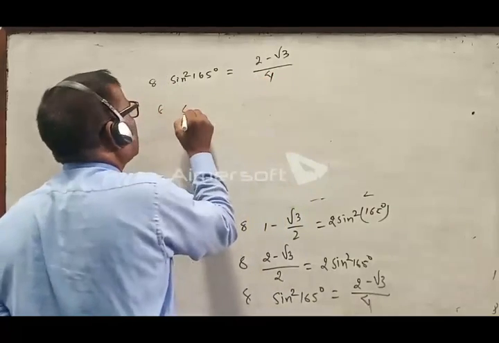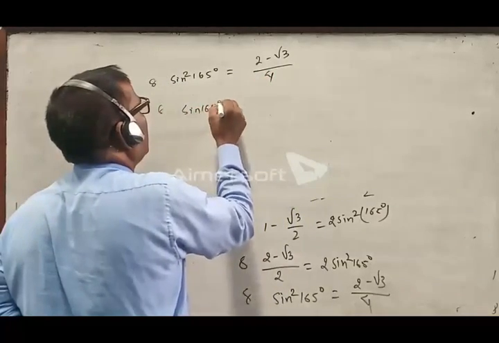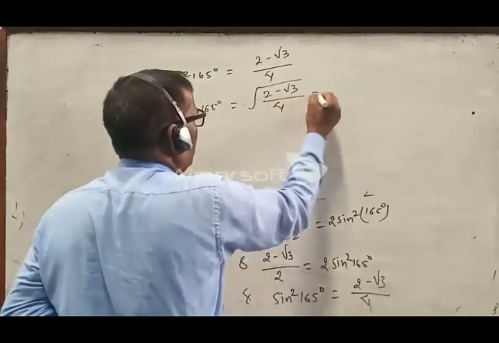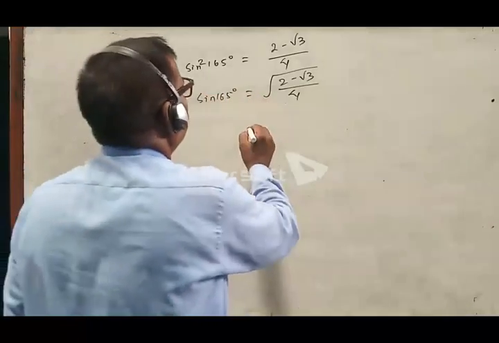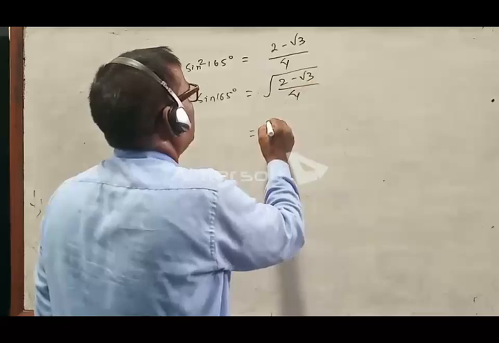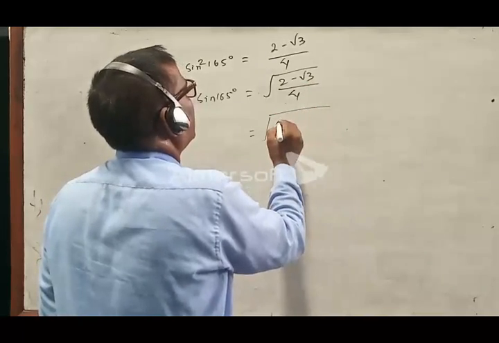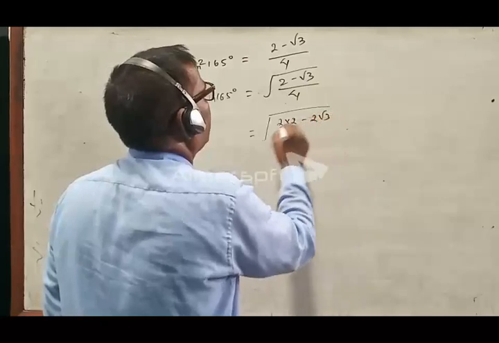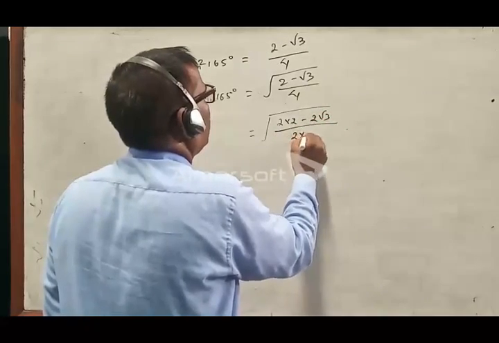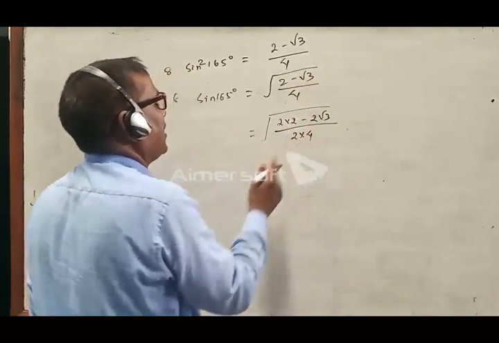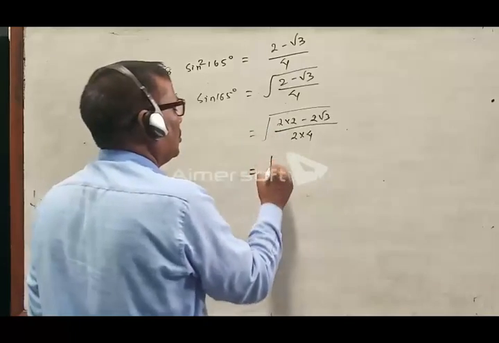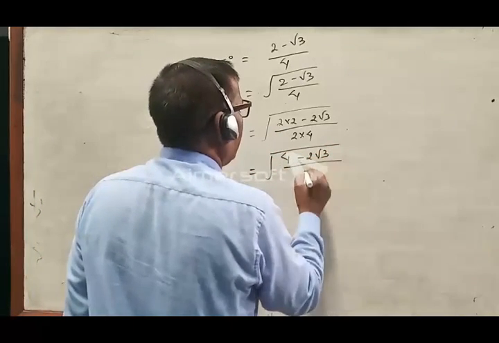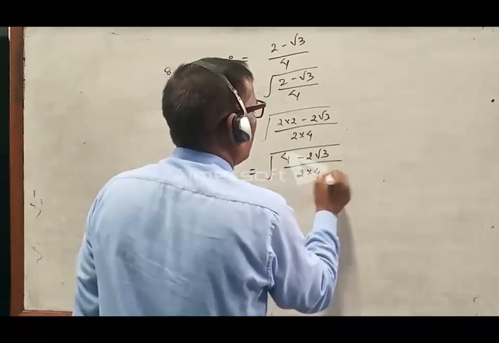Sin square 165 is 2 minus root 3 by 4. Here 2 minus 2 root 3, 2 into 2 minus 2 root 3 by 2 into 4. Multiply numerator and denominator by 2. From this, 4 minus 2 root 3 by 2 into 4.